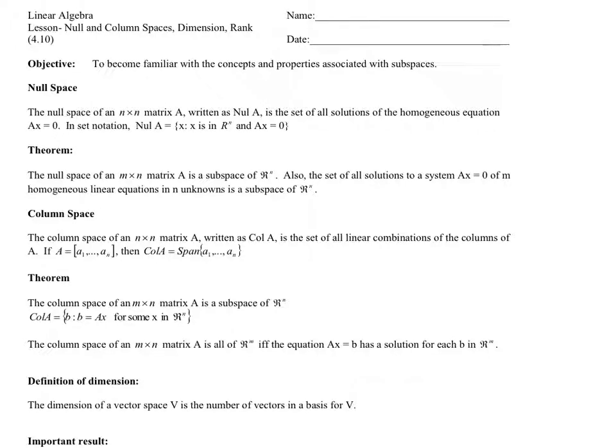All right, so the null space of an n by n matrix, written as null A, right? Linear algebra notation can be weird. It's like, what kind of abbreviation is that?